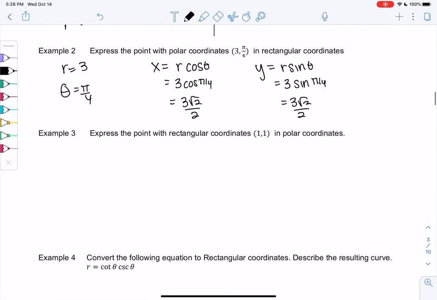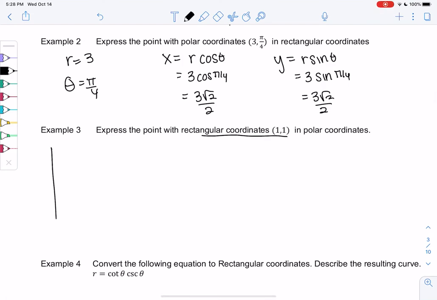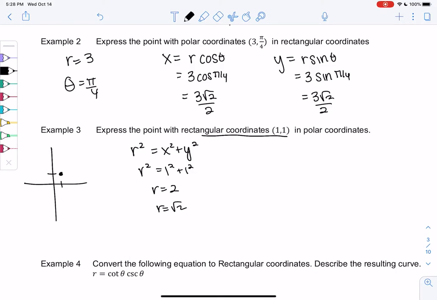All right, let's do the reverse. So now we have rectangular coordinates 1, 1. So 1, 1, that would be right there. And now we want to switch it to the polar world. So I will use r squared is x squared plus y squared. So 1 squared plus 1 squared is r squared. So r squared is 2, so r is square root 2. And then theta, we can use the tangent formula. So tangent theta is y over x. So tangent theta is 1 over 1.